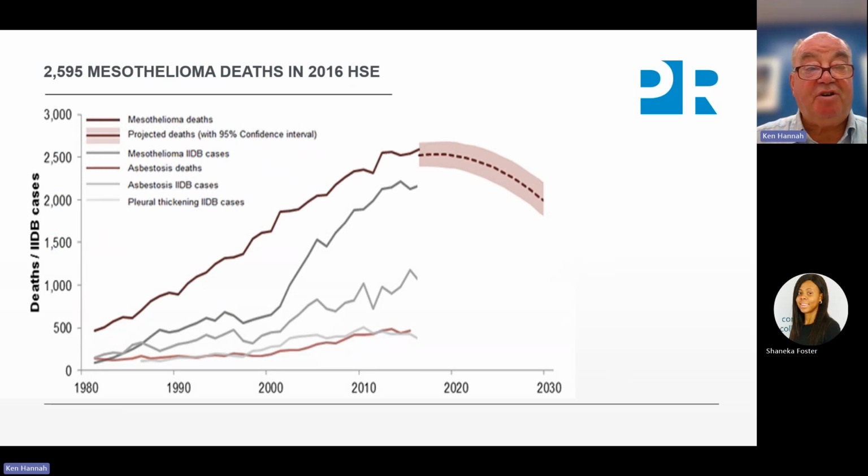So here's a graph on the growth of discovery of mesothelioma deaths in 2016 from 1980. And as you can see, it's only in the current century that we have started to see a bottoming out of some of these figures. So deaths is the top one, projected deaths the next one, and various other stats demonstrating how common this disease is.